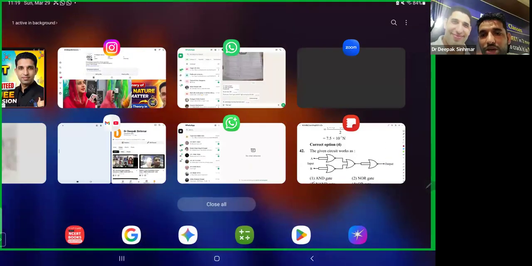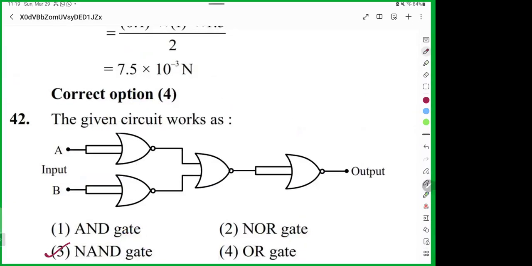So you can easily ask what is happening from this. Sir, first NOT will cancel, right? Yes, the first NOT will cancel this NOT. This is our own method. I will give you the proper method also. This NOT will make OR into AND.